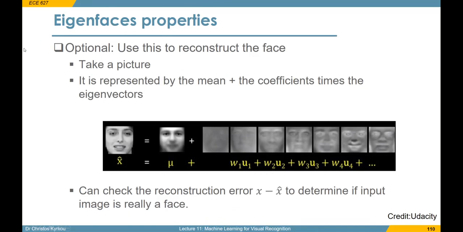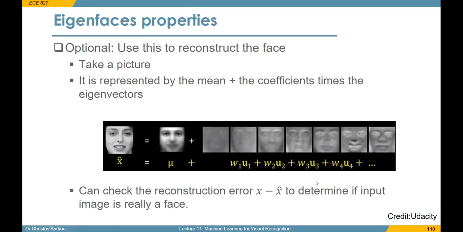So another thing we can do is we can reconstruct the face. When a face is presented, we can decompose it into its coefficients W. If we keep a lot of these eigenvectors, let's say thousands, then we can get a very good reconstruction. As we reduce the number of vectors we keep, then of course the reconstruction quality is reduced.